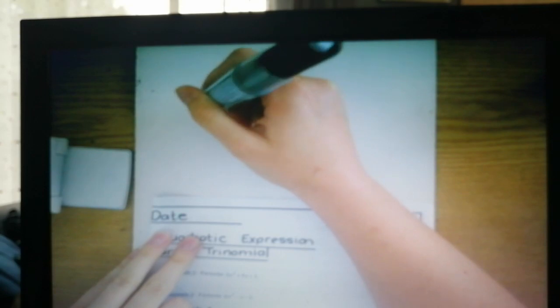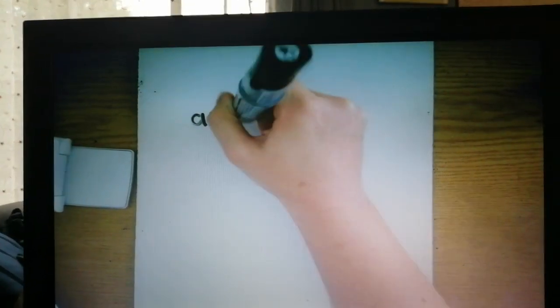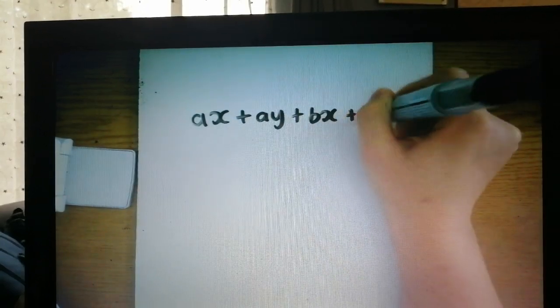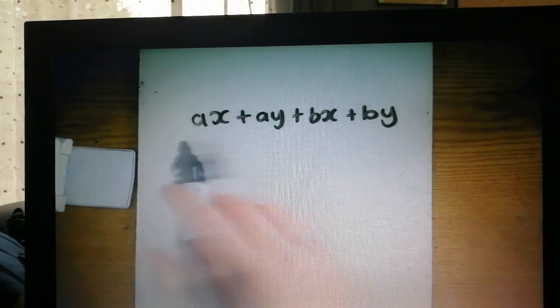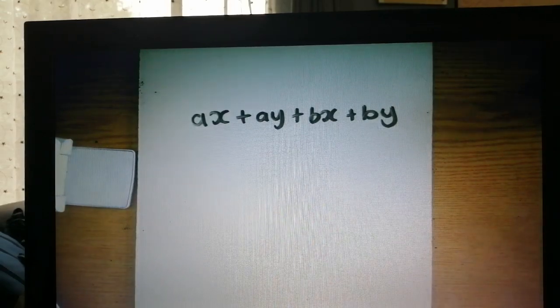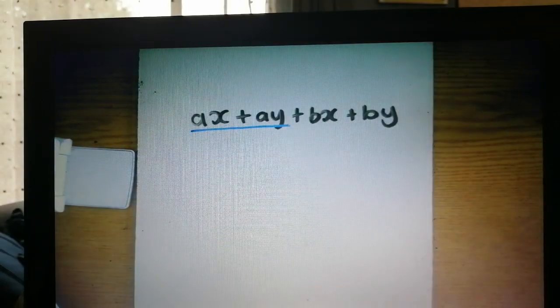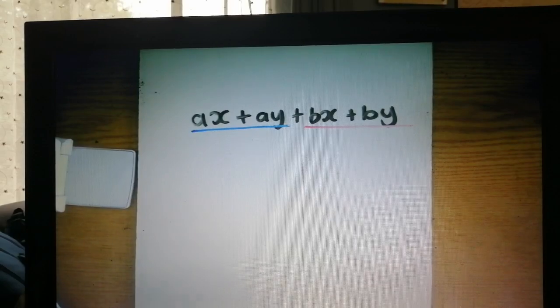So if I had, for example, ax plus ay plus bx plus by, and I told you to factorize this. Can you remember how to factorize 4 terms? You group them. You look for an HCF between those 2 terms, and you look for an HCF between those 2 terms.